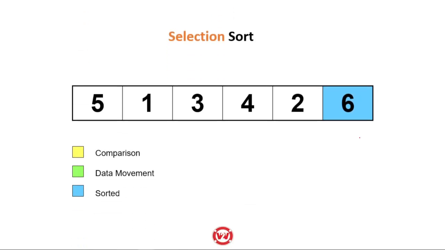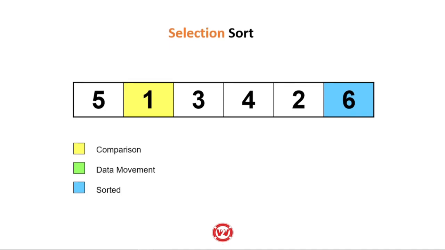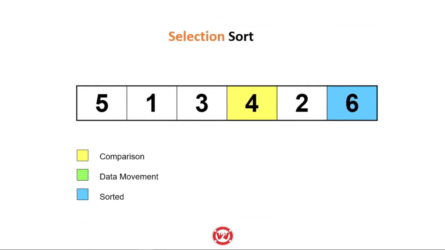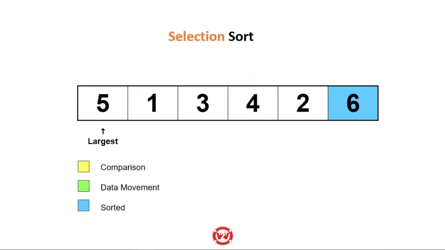Next, I am in a condition now to fix the location of 6. 6 is the largest element which has moved to the rightmost position. Now, I start the process again, but now I am not going to include 6 further in my calculations. Let's check. I am starting with 5 again. 1, 3, 4, 2. At this point, I come to know that I am at the end of the array, since I am not going to further consider 6.